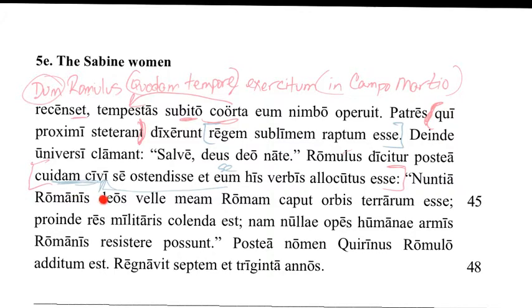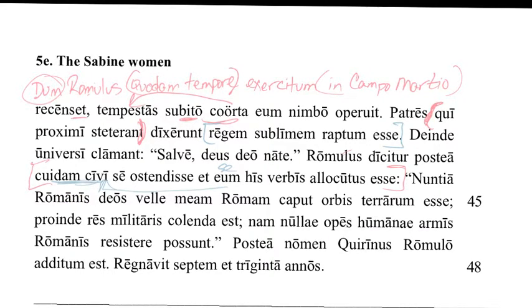Nuntia Romanis Deus velle meam Romam caput orbis terrarum esse, prende res militaris colenda est. Nam nullae opes humanae armis Romanis resistere possunt. Well, that's awfully inspiring. Besides the fact that you are seeing the ghost of somebody who is supposedly dead, he gives you a very specific message. And he gives it in the imperative. Tell everybody. Tell who? Romanis. Tell to the Romans, dative.